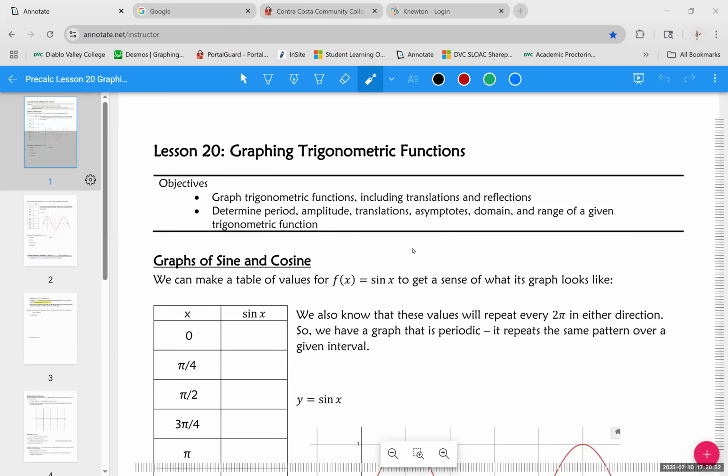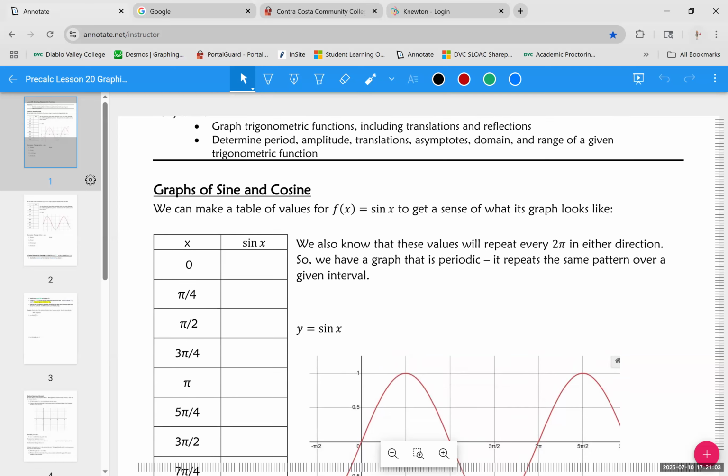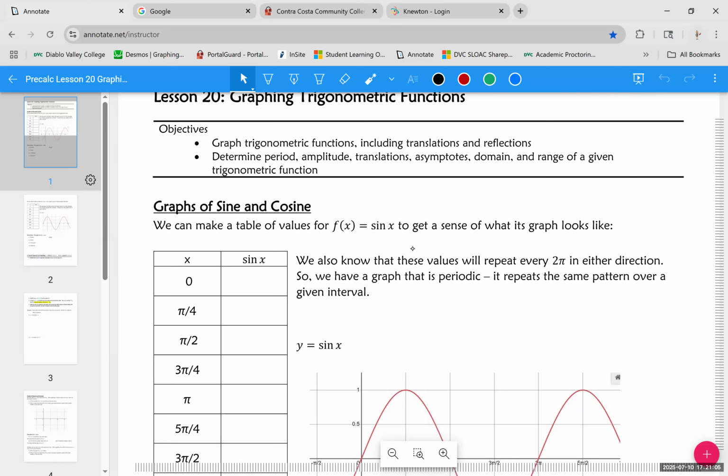Welcome to lesson 20, graphing trigonometric functions. So our main goal in this lesson is to determine the base graphs, like just sine x, cosine x, tangent x, etc., what their graphs look like, and then get some vocabulary associated with those graphs and work on shifting them, just like we've shifted all of the other functions that we've done so far in this class.